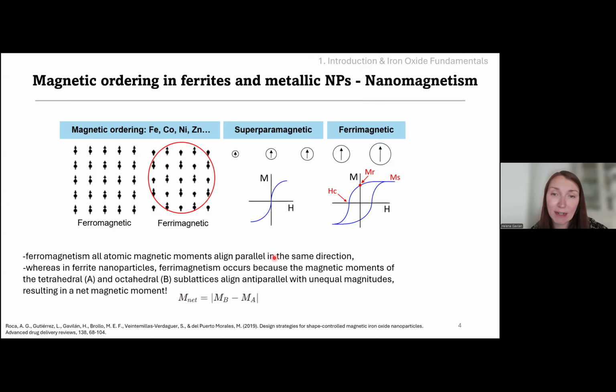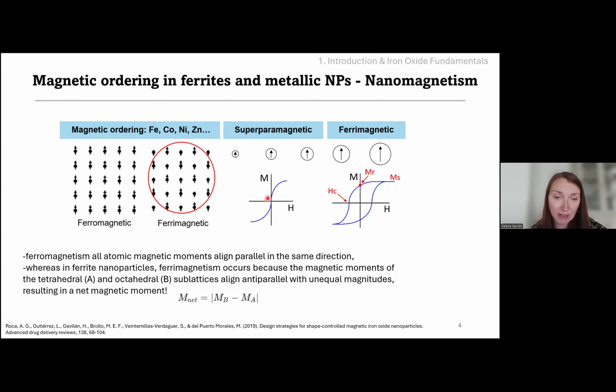Then the next thing that I want to just define briefly is the fact that we can have nanoparticles of different sizes. So we will pass from a superparamagnetic regime to a ferrimagnetic regime. We all know that within the superparamagnetic regime, we will have a behavior characterized by a single reversible curve.